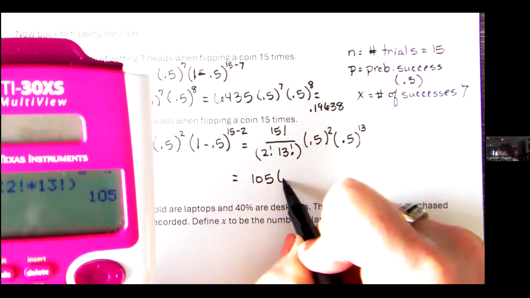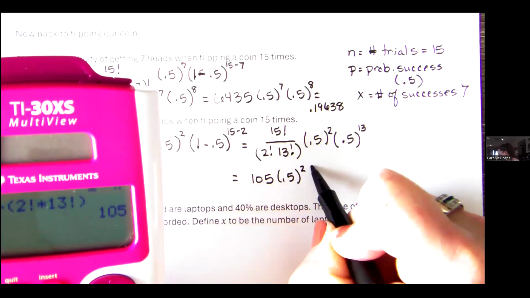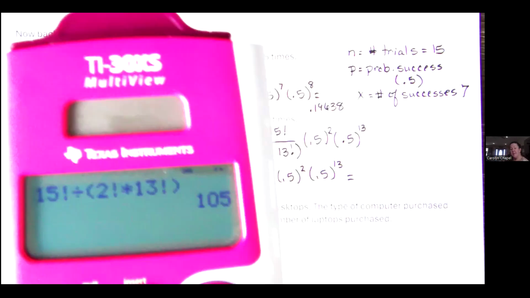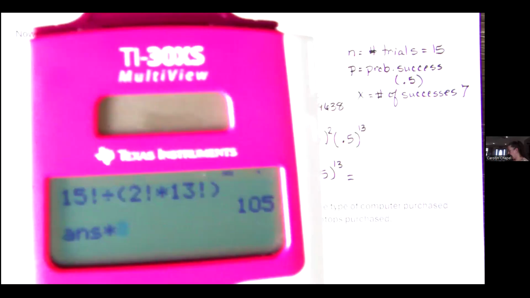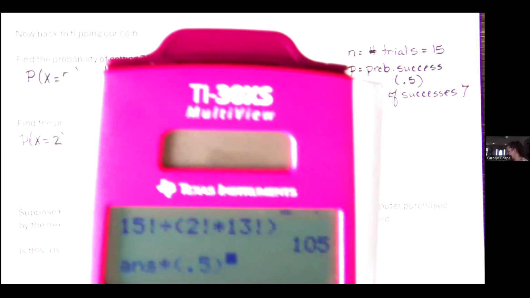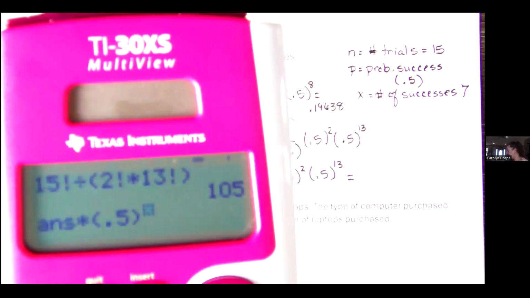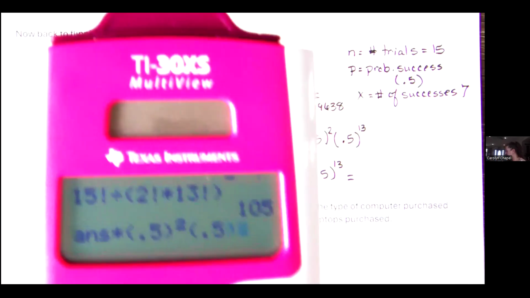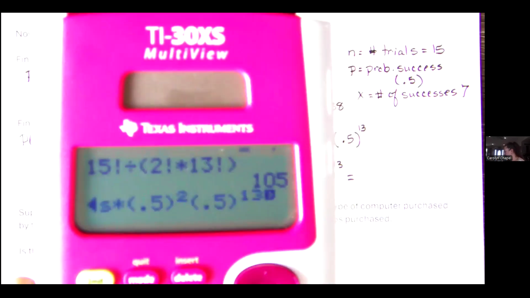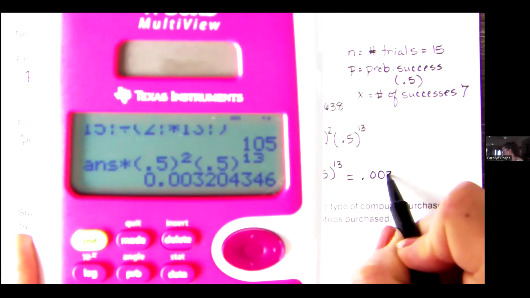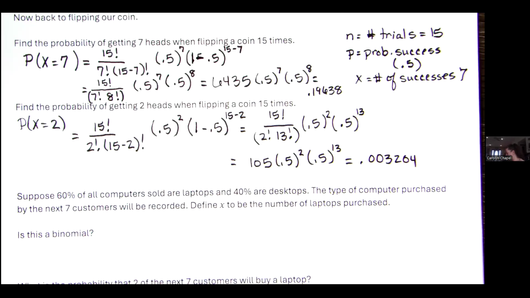And then we're going to multiply it by those 2 exponential pieces. So we're going to multiply this by, I like to put them in parentheses. It just helps me read it. 0.5 to the second, bring it back down, and a 0.5 raised to the 13th. And then I'm going to hit my equals. Notice it is a decimal. So I have 0.003204.